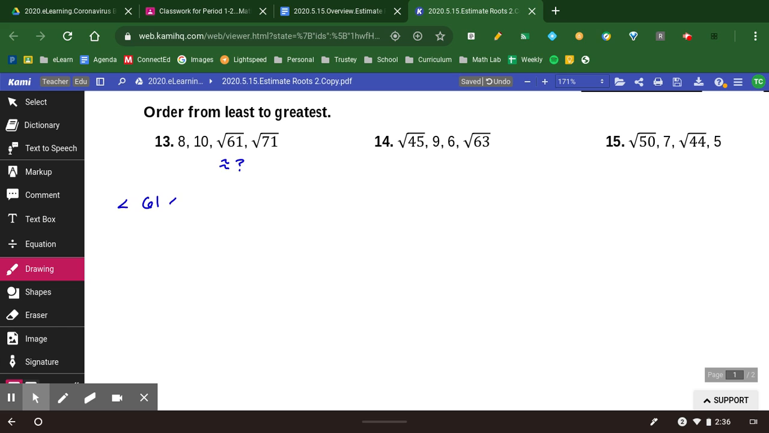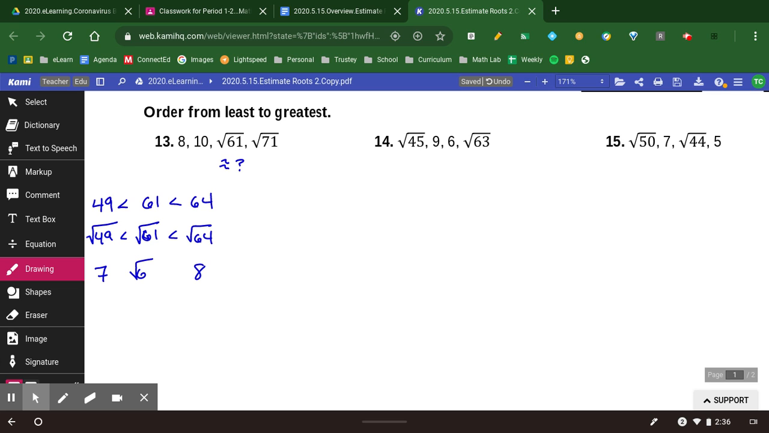Now, we know that 61 is a little bit larger than 49, a little bit smaller than 64. And you know where we're heading now. Let's go ahead and take the square root of each of these numbers. So we have another compound inequality. And why did we use those numbers? Well, because the square root of 49 is 7 and the square root of 64 is 8.